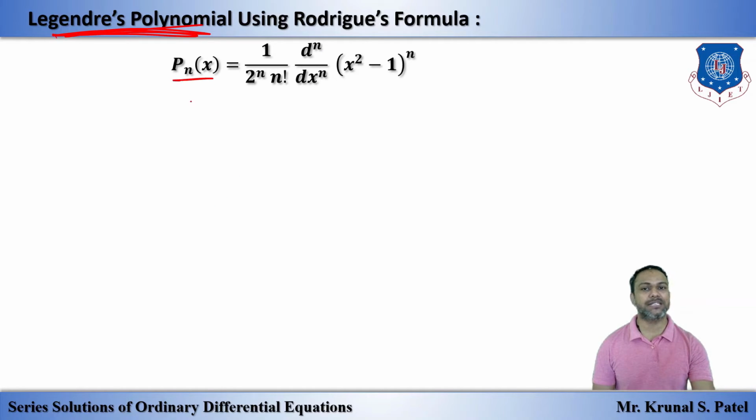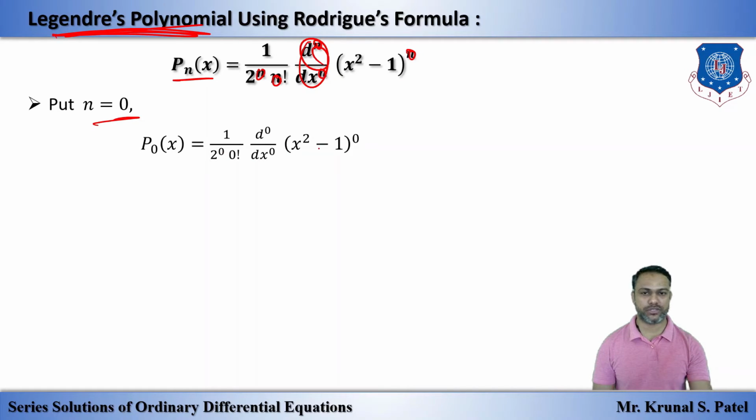So if you put n is equal to 0, we have 2 raised to 0, 0 factorial, and the 0 derivative. That means simply this. And this is our 0. So we have this 0, 0, 0, 0. So this is 1. This cancels out, and this is 1. So P0 of x becomes 1. You will get the same answer as from the general formula of Legendre polynomial.